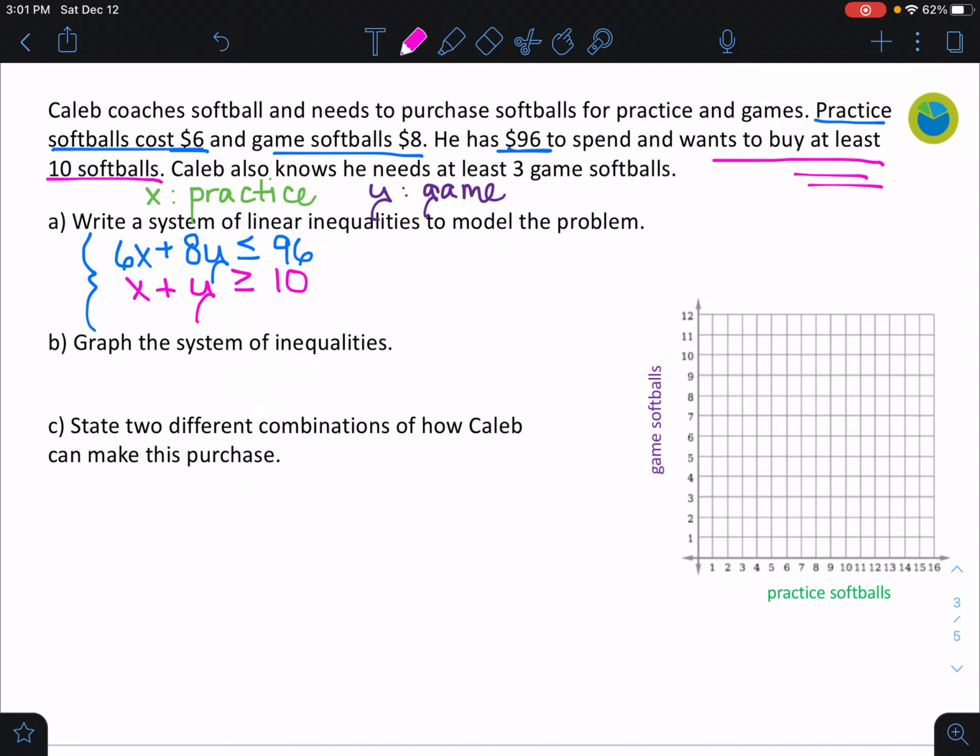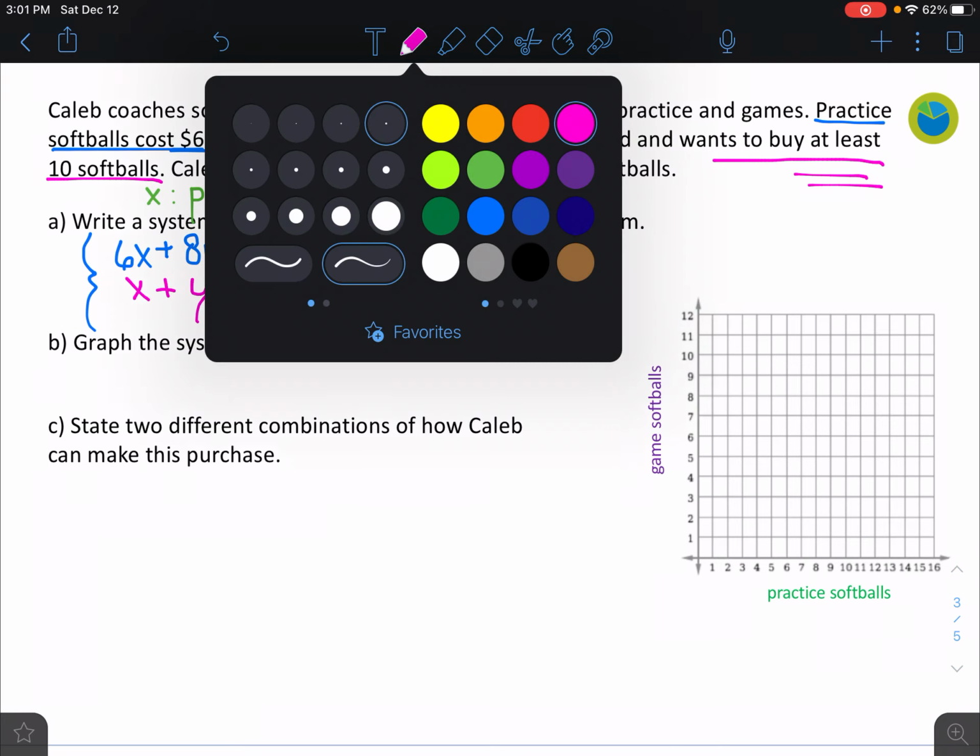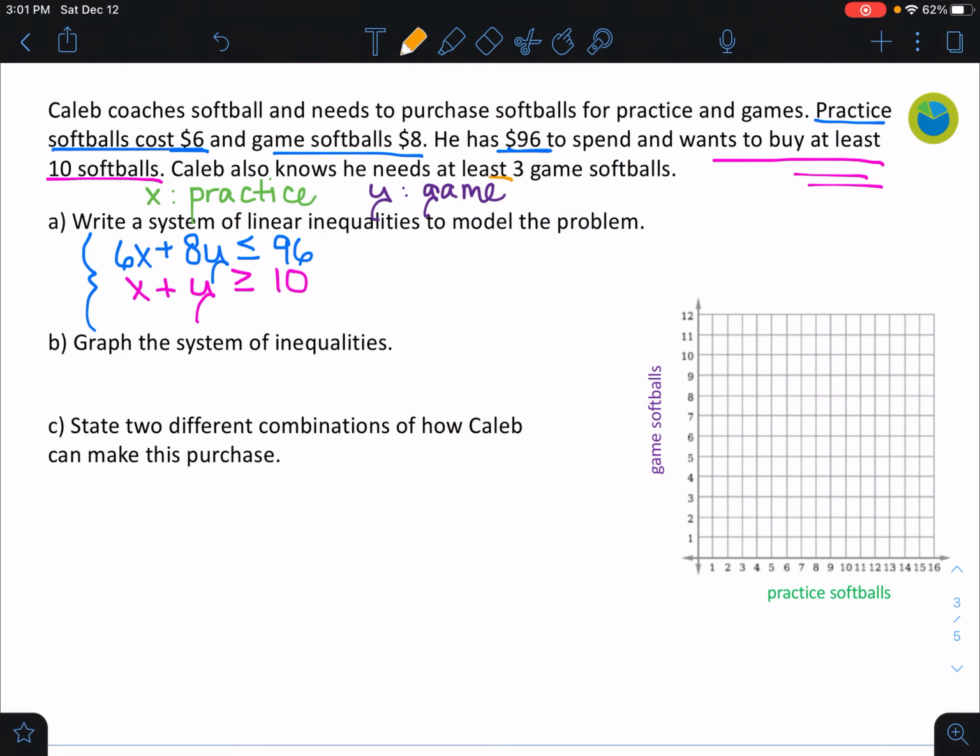Okay. Now this one, a lot of times you'll just have 2 inequalities, but this one actually has 3, because I see another phrase like at least or at most, those phrases you're looking for that represent inequalities. And here the last sentence says Caleb knows he needs at least 3 game softballs. So this only talks about game softballs, so game softballs is y. It says he needs at least 3, so y is greater than or equal to 3. 3 would work or anything bigger than that. So this system actually has 3 inequalities to graph. And we're going to graph those. But that is our system right there. Hopefully that makes sense to you.